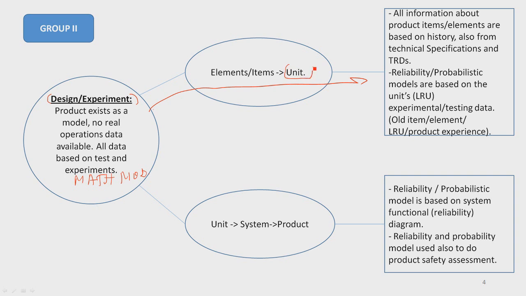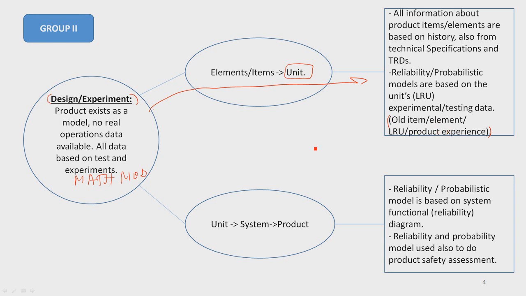So the end product for group item 1 is a building unit. And what does it mean? All information about product items and elements is based on history, and also on technical specifications and TRDs. And reliability probabilistic models are based on the units, LRUs, and experimental testing data. I also put here an additional statement, because in some cases it works: old item, element, LRU product experience.